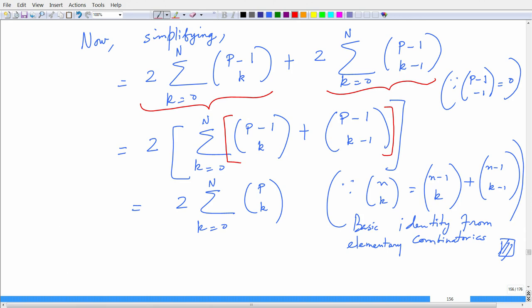Now we use the basic identity from elementary combinatorics, which is n choose k equals n minus 1 choose k plus n minus 1 choose k minus 1. This is the basic identity. Using this we plug in, and we land up with 2 times the summation k equals 0 to n of p choose k, which is the result that we have.